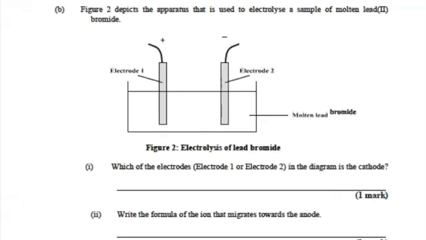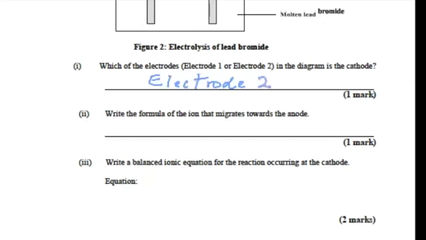Which of the electrodes 1 or 2 in the diagram is the cathode? So the cathode is the one with the negative sign, or the one connected to the negative terminal of the battery or the power supply. So electrode 2 would be our cathode. The formula of the ion that migrates towards the anode. I like what they're doing here. Don't let them trick you. So we're looking at molten lead-2 bromide, so we'll have Pb2+ liquid, and we will have Br- liquid.